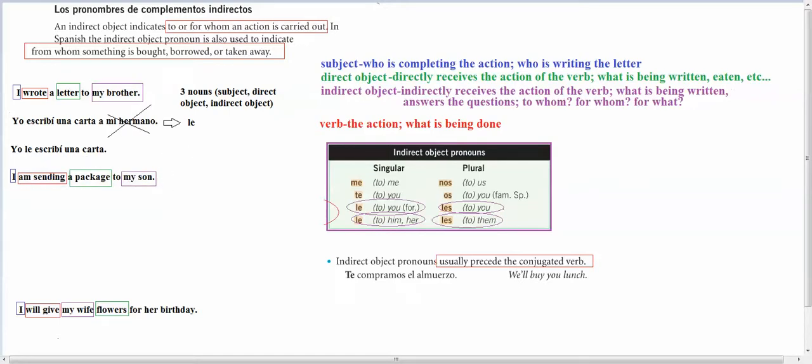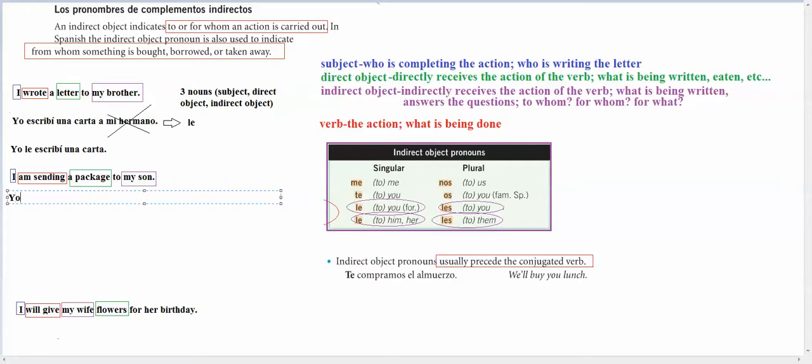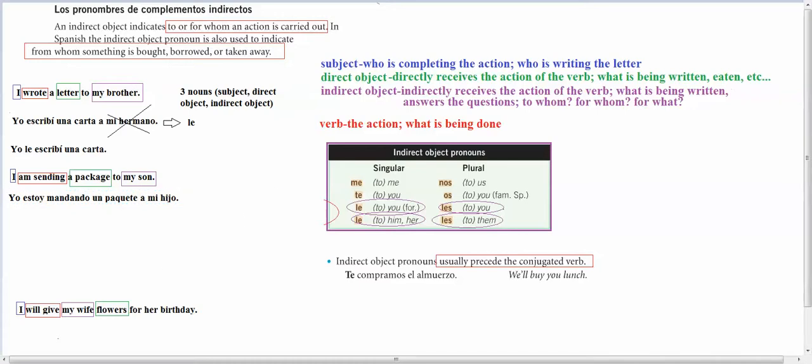I'm sending a package to my son. If I write this out in Spanish, it's going to be Yo estoy mandando un paquete a mi hijo. Okay. I'm sending a package to my son.